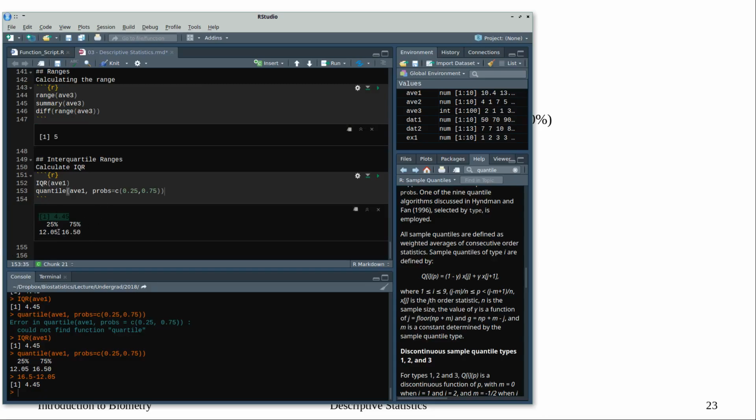If we do it by hand, our values may be different because of the way R calculates these quantiles, but we would still report it the same way. Our interquartile range would be the difference between these two values. Now, would you report it as 4.5? You could. If you're doing it by hand, you can report it as 4.5, or you can report it as 12.05 to 16.5. So I could say my interquartile range is 4.45 or 12.05 up to 16.50. Either answer would be sufficient.